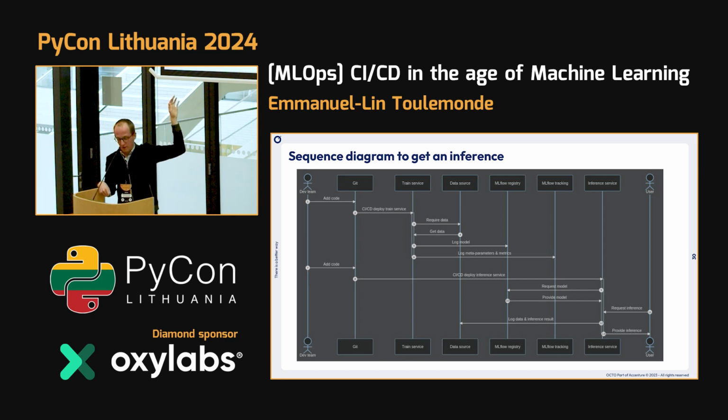I add my code for my inference service. I deploy it to the inference service, and then on the right side, I have a request for the model, I provide the model, someone asks for an inference, I log everything, and I provide my inference. Okay, so this workflow is way more complicated. When it's necessary, when you are scaling, when you have millions of users, it could be worth it. When you are starting with a small prototype, I don't think it's worth it.